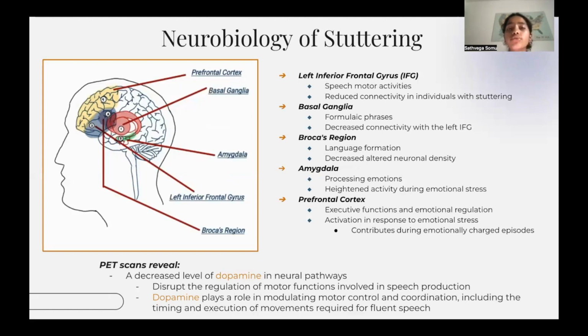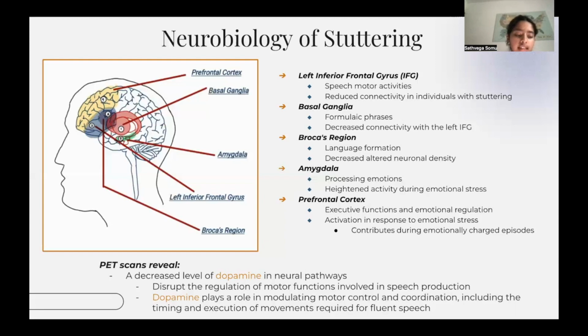Neurobiology also plays a large role in stuttering, as many parts of the brain have a pivotal role in it. An example is the left inferior frontal gyrus, which helps with speech motor activities, the basal ganglia, which helps formulate phrases, the Broca's region, which helps with language formation, the amygdala, which processes emotion, and finally, the prefrontal cortex, which helps with emotional regulation and the activation in response to emotional stress.